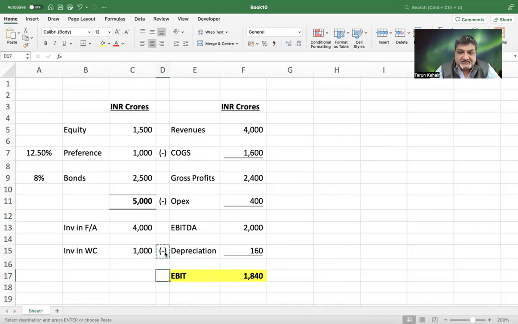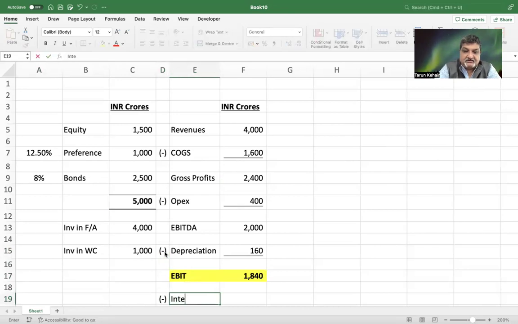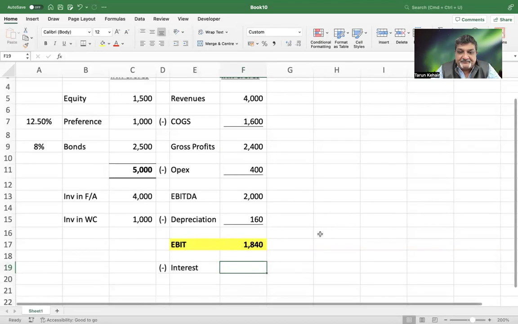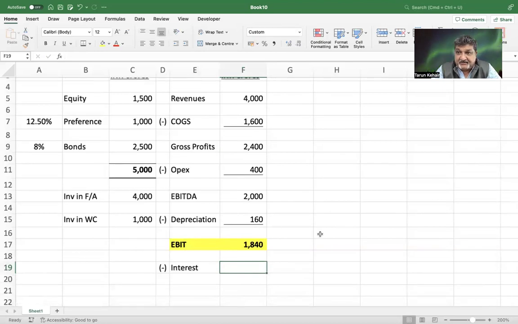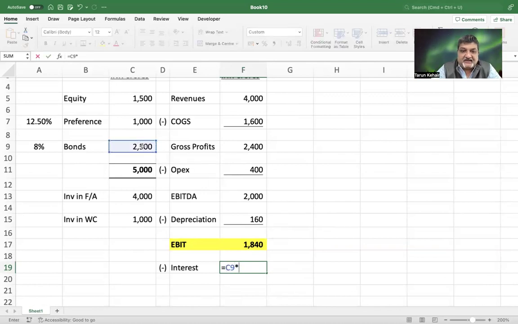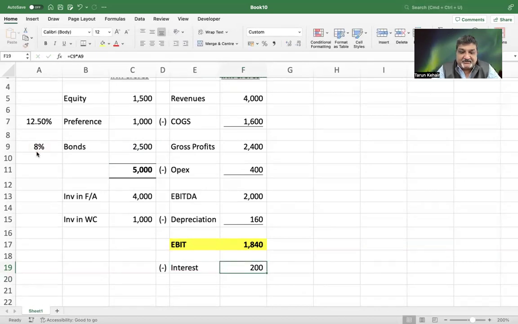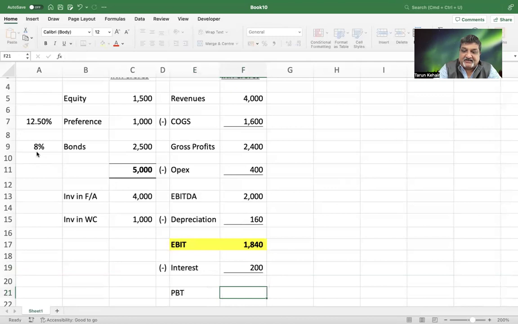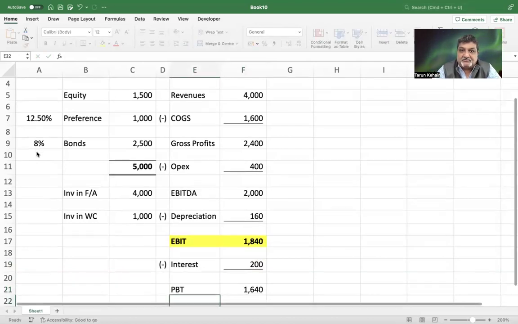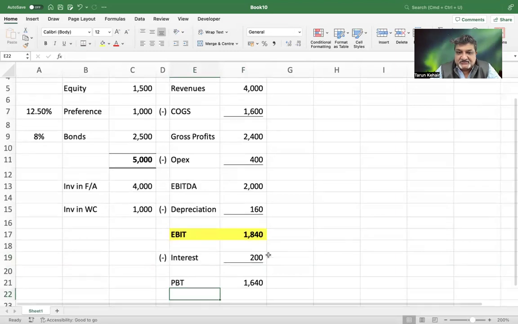So the next step is therefore reducing interest costs. They are the first ones to be paid. So that is actually one of the reasons why the bondholders and anyone who's invested in debt capital of an organization feel secure, because they're the first ones to be paid once the operating surplus is ready. So interest in this case will be 2,500 crores of capital into 8%, which is 200 crores. So we reduce this interest and we arrive at profit before tax of 1840 minus 200, which is 1640 crores.